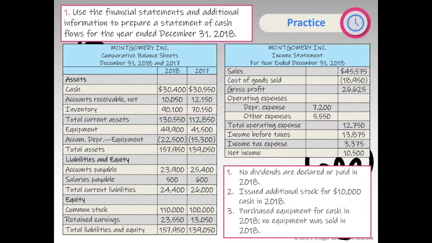The additional information should really just help corroborate the information in the financial statements or add some more color to the types of transactions. Before beginning the statement, it makes it easier to find the changes on the balance sheet from last year to this year.